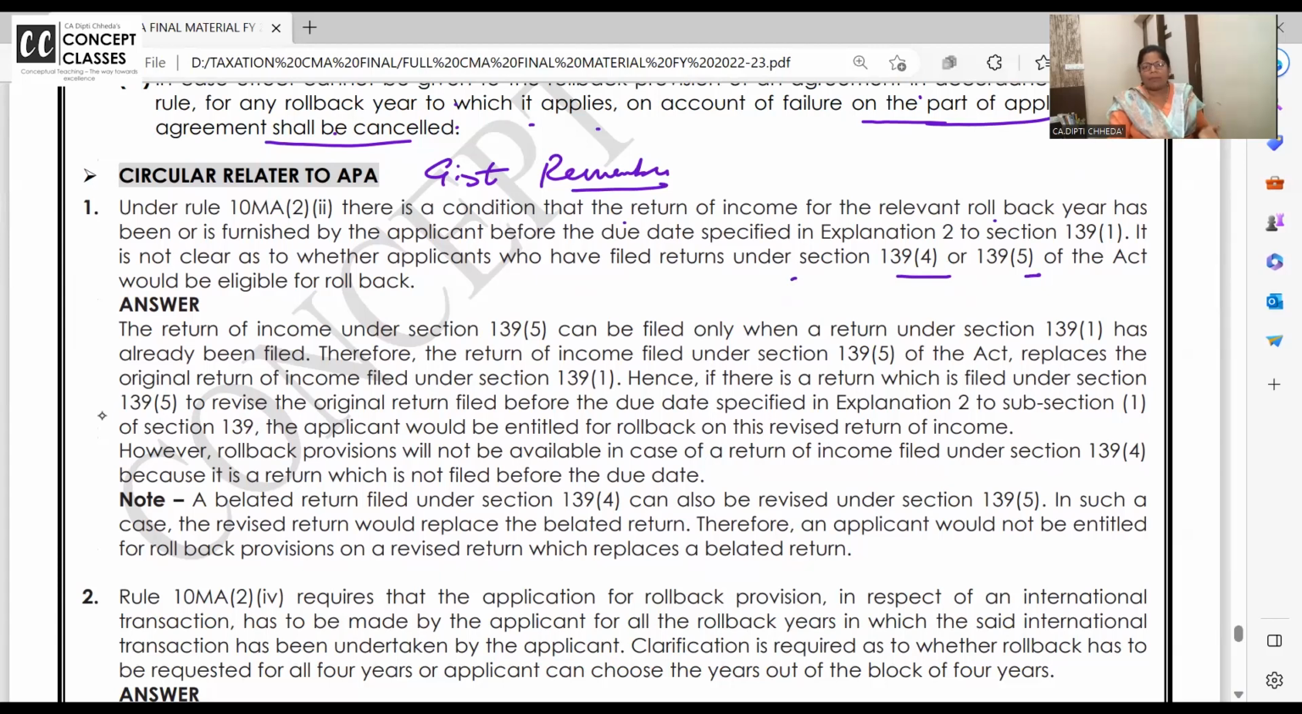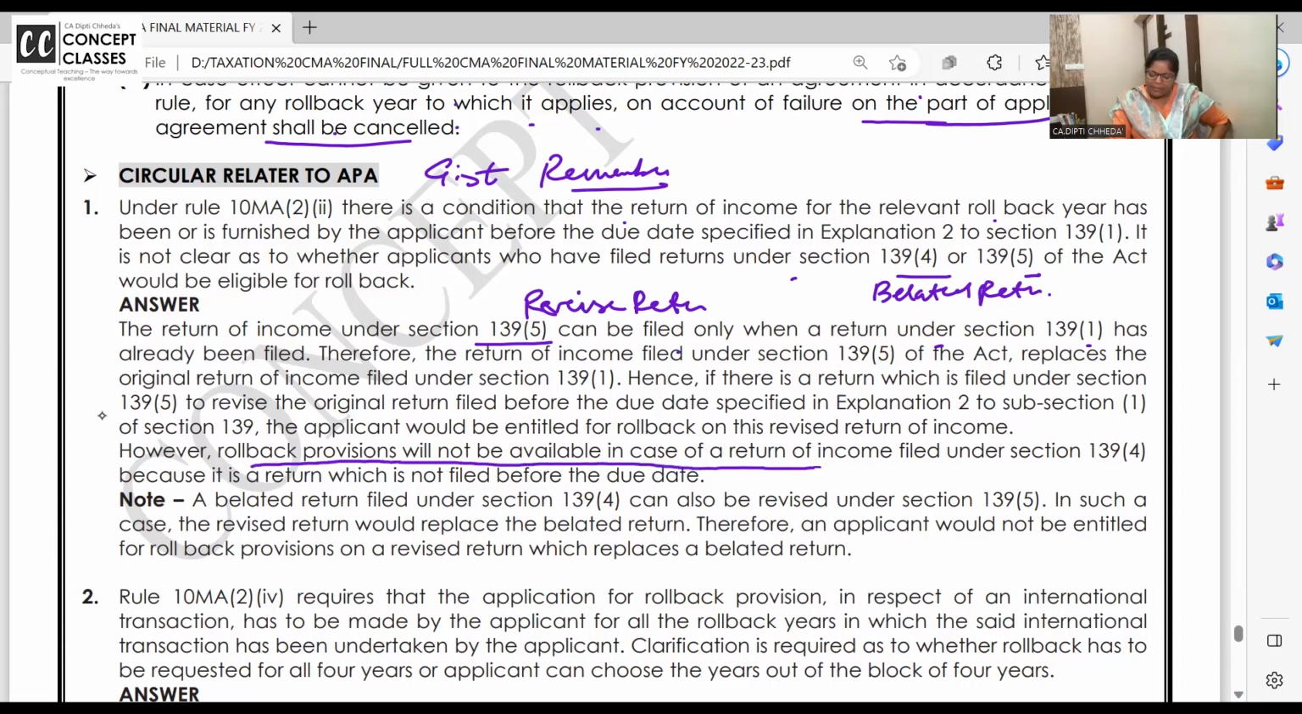तो 139(4) क्या है आपका? बिलेटेड रिटर्न. What is 139(5)? Revised return. Return of income can be filed only when 139(1) has already been filed. रिवाइज्ड रिटर्न आप कब कर सकते हैं? टाइम पे रिटर्न आपने भरा है तब. ठीक है ना? So then rollback is applicable.